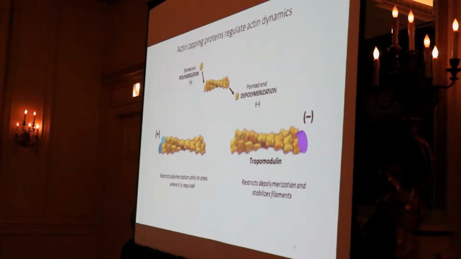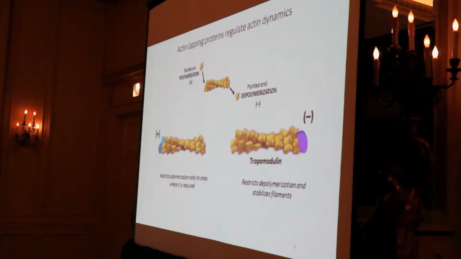Within the cell, the actin cytoskeleton is not static. It's actually rather dynamic, and this dynamic nature is imparted by actin-binding proteins. A very particular class of actin-binding proteins are called actin-capping proteins. What actin-capping proteins do is bind to either the plus end or the minus end. Proteins that bind to the plus end stop polymerization, thereby restricting it to where it's needed, and so you have spatial and temporal control in the cell.